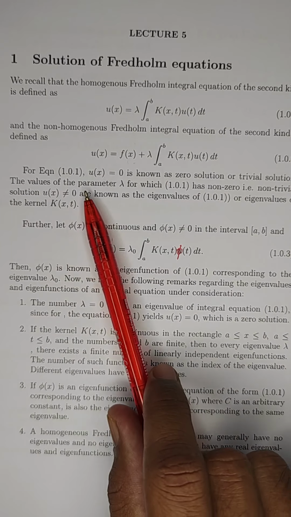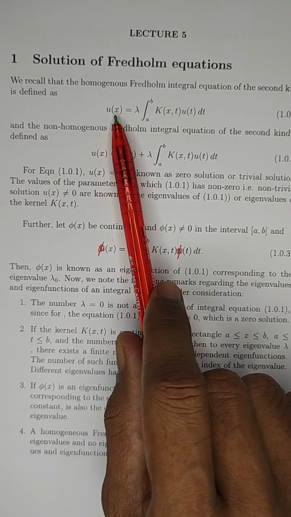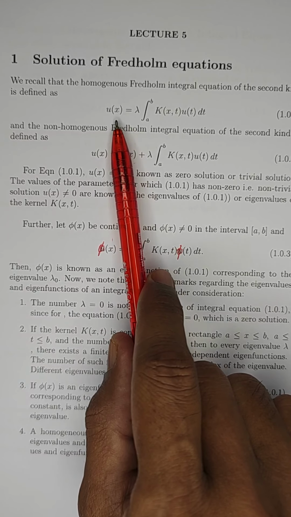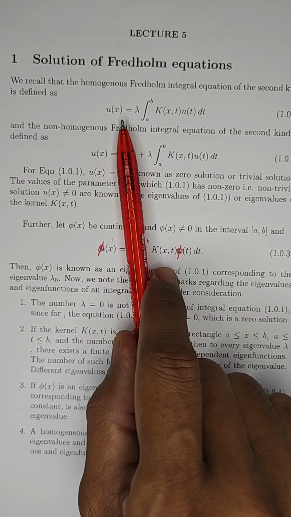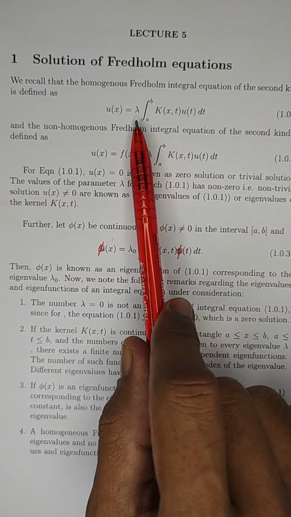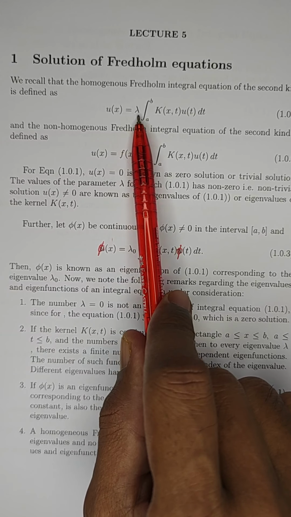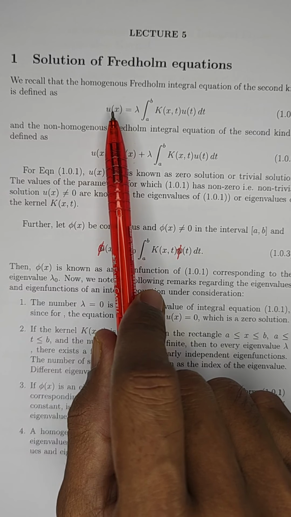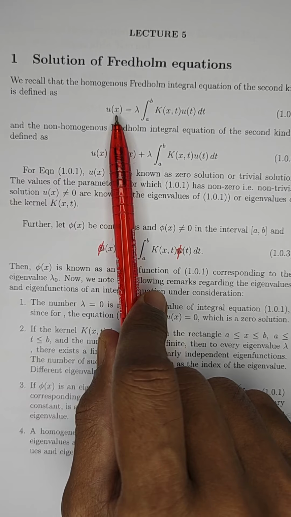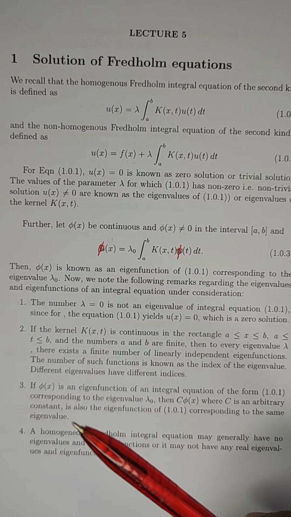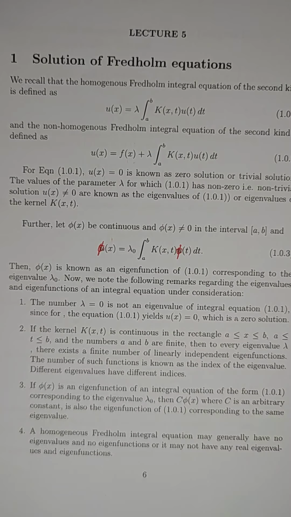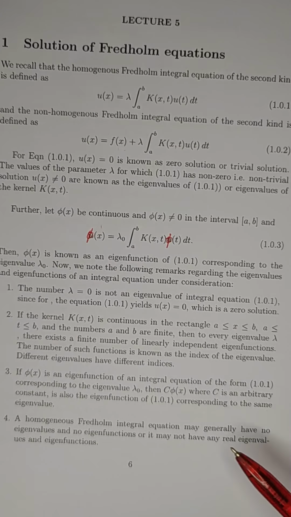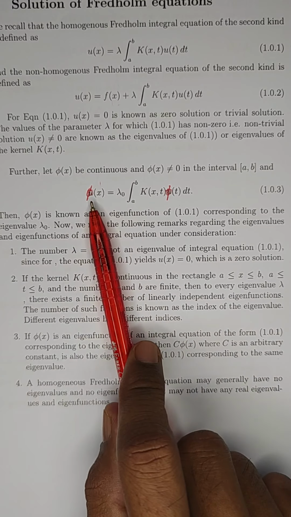If u is 0, this is a trivial solution to the equation. The value lambda here for the non-trivial solution, which means the one that gives u non-zero, will be known as the eigenvalues of that equation, or eigenvalue of the kernel. If there is a typing error, there should be phi.